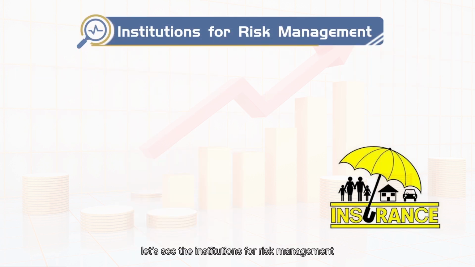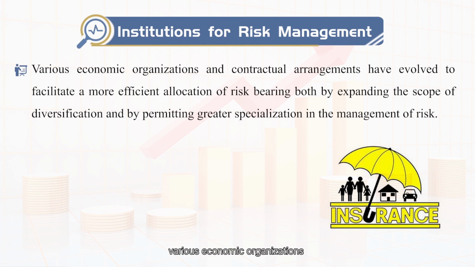Next, let's see the institutions for risk management. Over the centuries, various economic organizations and contractual agreements have evolved to facilitate a more efficient allocation of risk-bearing, both by expanding the scope of diversification and by permitting greater specialization in the management of risk. Insurance companies and futures markets are examples of institutions whose primary economic function is to further these ends.